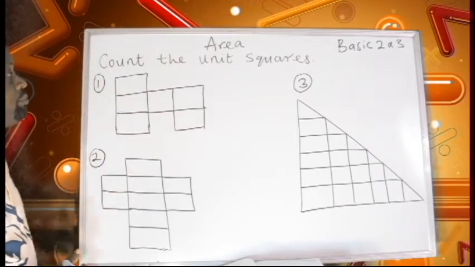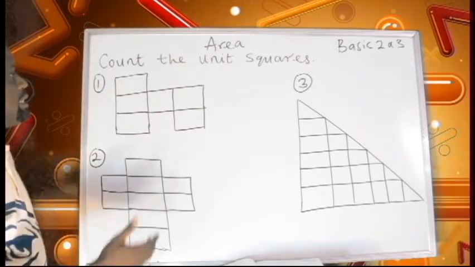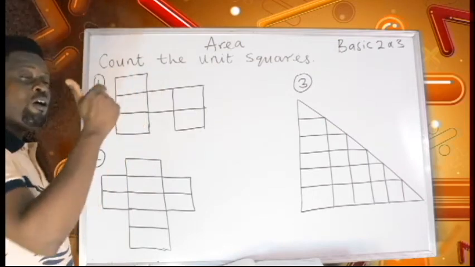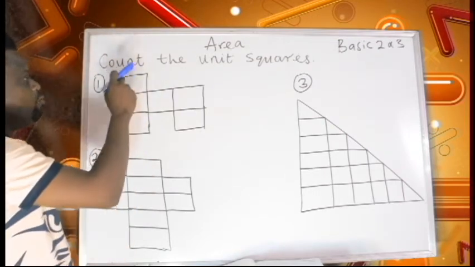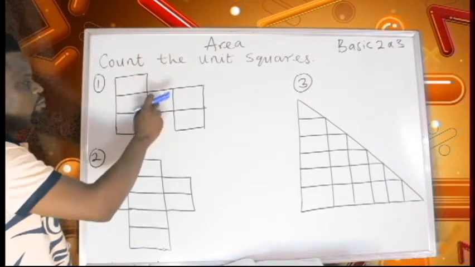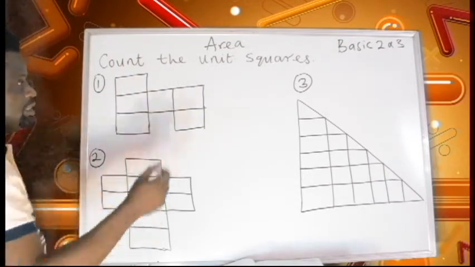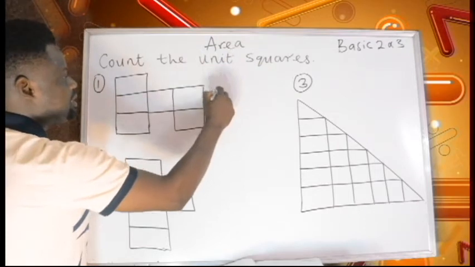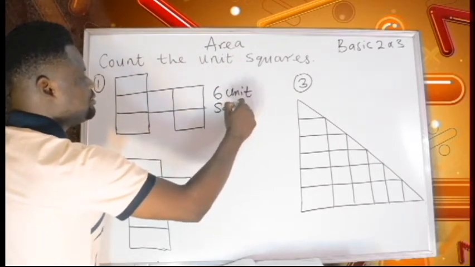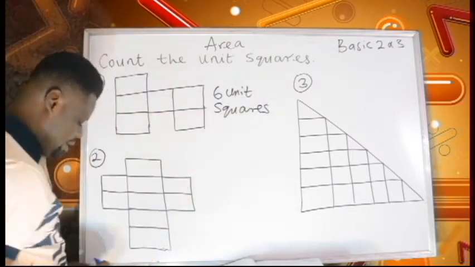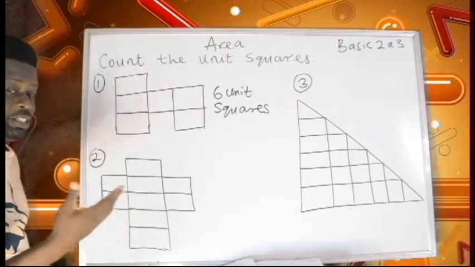It's very simple. To begin with, we start by counting the number of unit squares in the shape. Let's begin. We have 1, 2, 3, 4, 5, 6. So this is 6 unit squares. So the area of this shape is 6 unit squares.